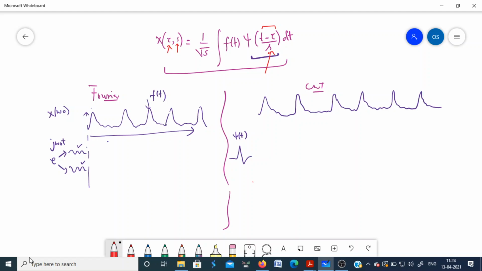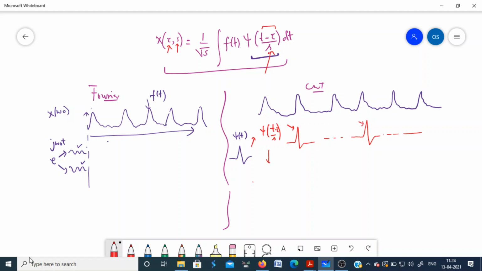And then suppose you scale it, it becomes psi of t by s. So you have chosen some scale s, which is a real value. If s is greater than 1, you are stretching it. If s is less than 1, you are compressing it. And then if you shift it after scaling, it will become psi of t minus tau by s. Then if you shift this wavelet function, it will go here. So this tau will change its position on the time axis.